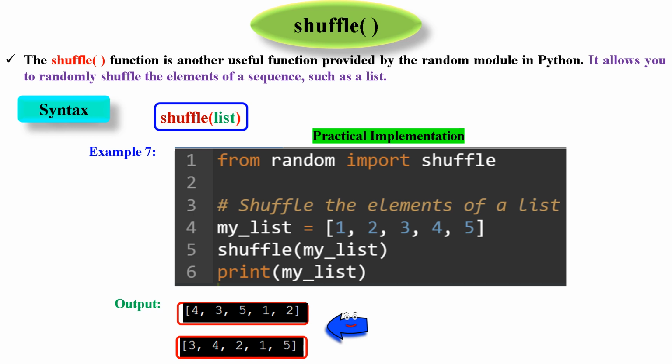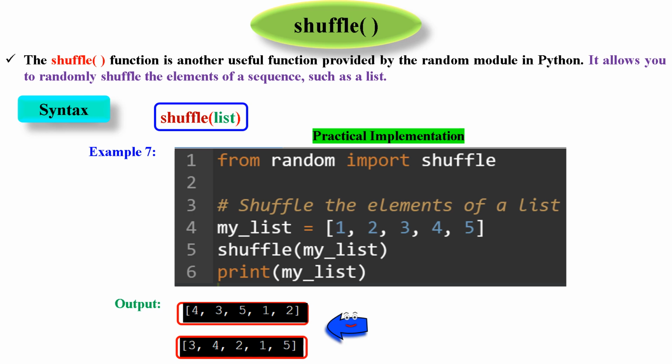Let's see an example. In this code, shuffle of my_list shuffles the elements of the my_list list in place, meaning it modifies the list directly. Each time you run the code, it will output a different order of the elements in the list. For example, the output could be list of elements 4, 3, 5, 1, 2, and next time it could be list of elements 3, 4, 2, 1, 5.